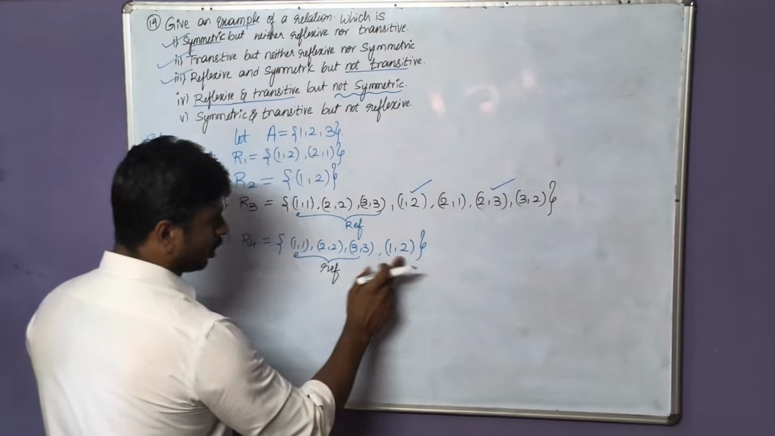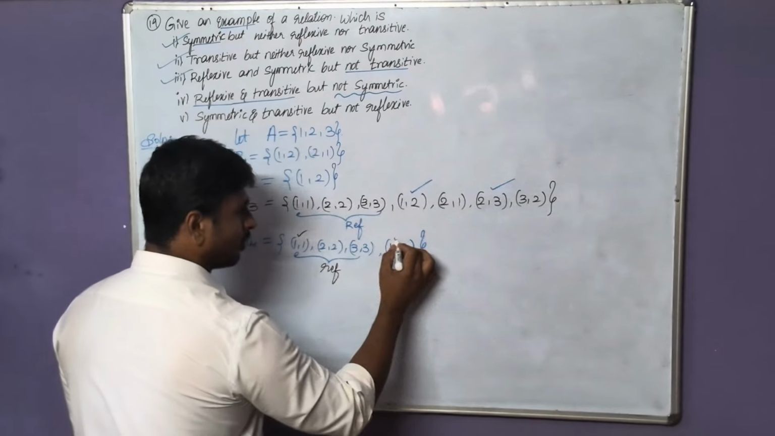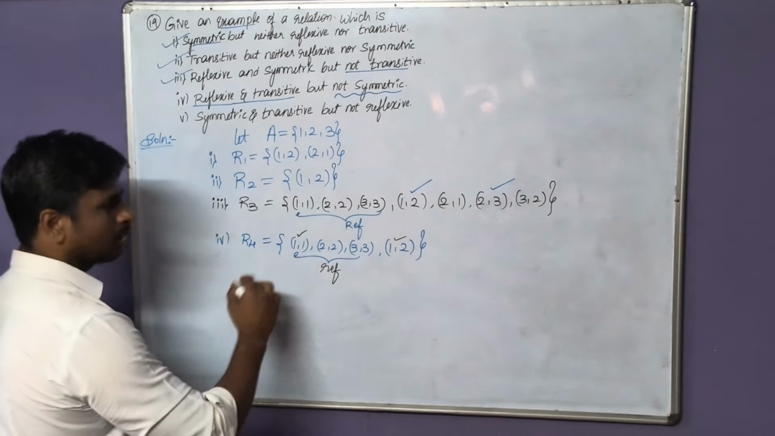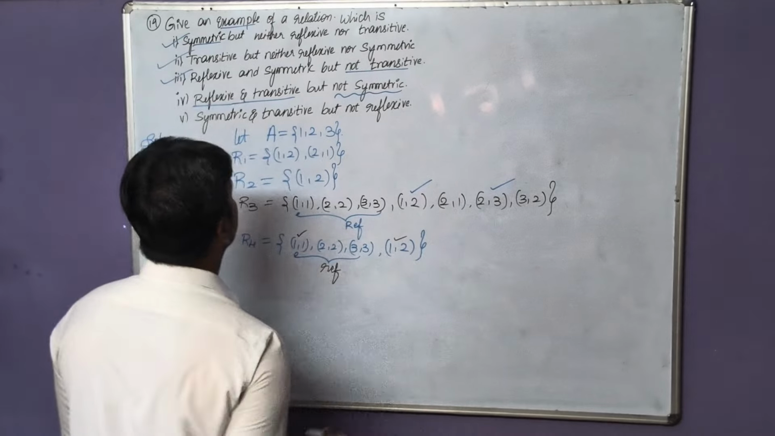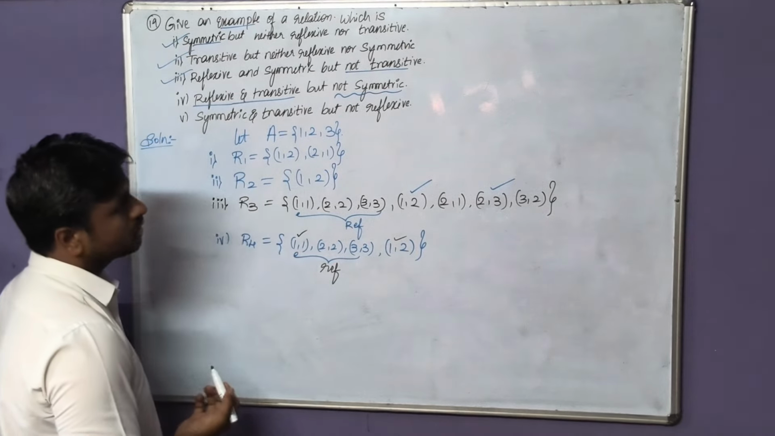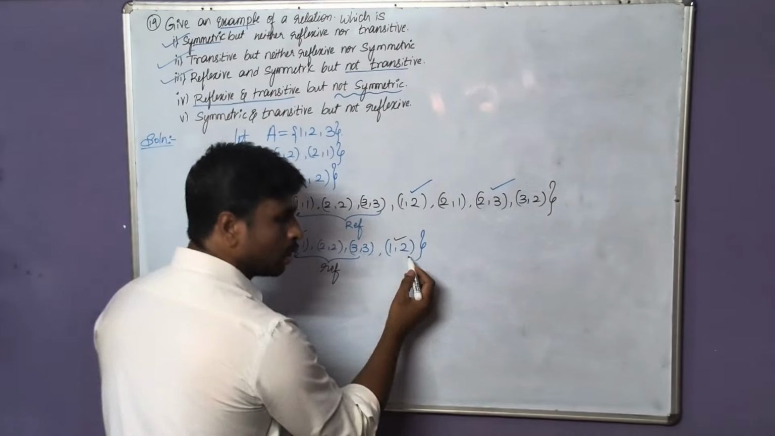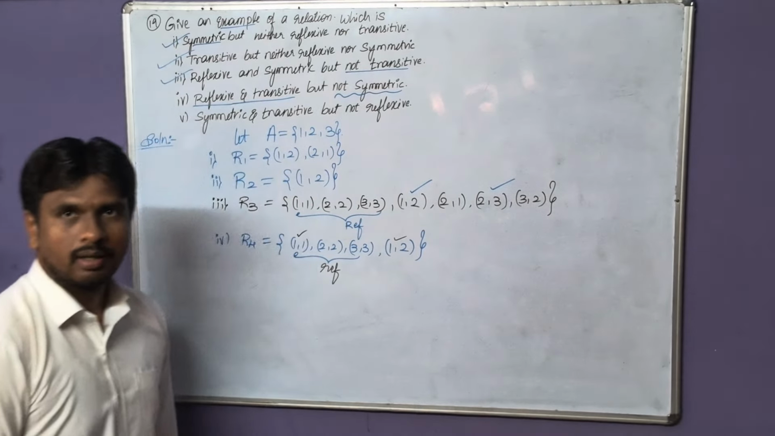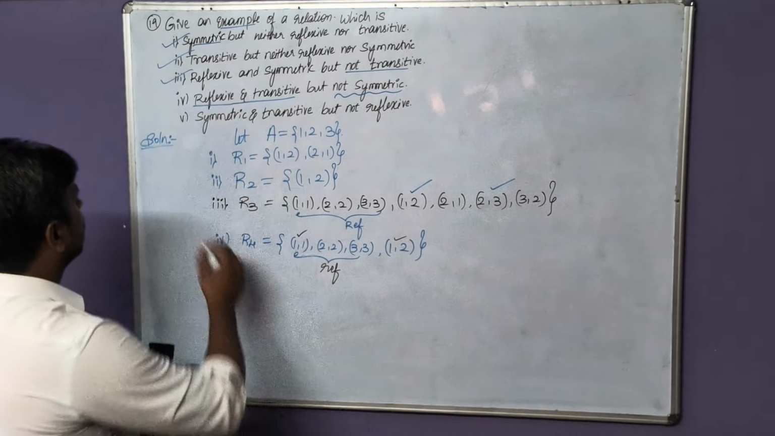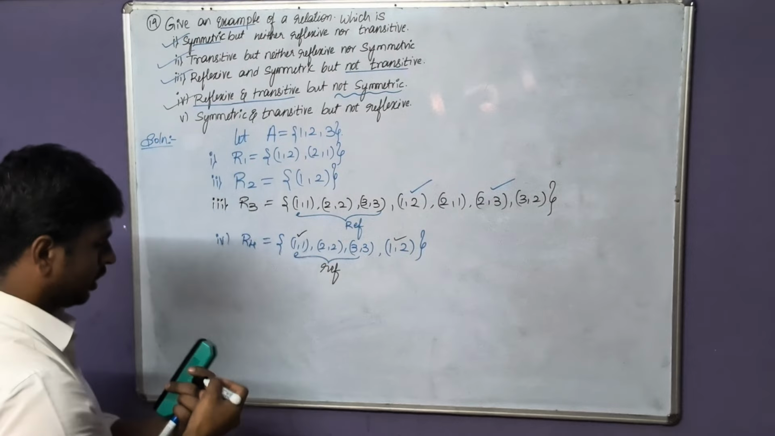(1, 1), (1, 2). These two ordered pairs are in the form of (a, b) and (b, c) format, and (a, c) will become (1, 2). That (1, 2) we have already written. Is it not transitive? I mean, not symmetric? Yes, it is not symmetric because (1, 2) belongs to R, but (2, 1) does not belong to R. Obviously, whatever we wanted, we have already noted.